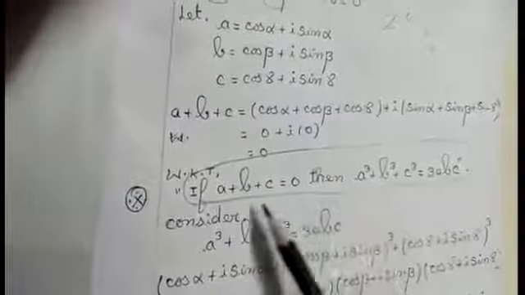Coming to a property, if A plus B plus C equal to 0, if this condition is satisfied, then I can say A cube plus B cube plus C cube equal to 3ABC. Using this property, I am going to bring the answer.